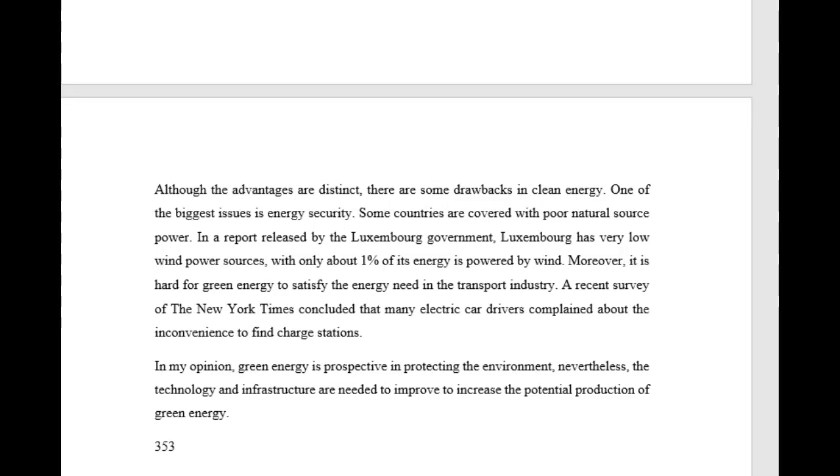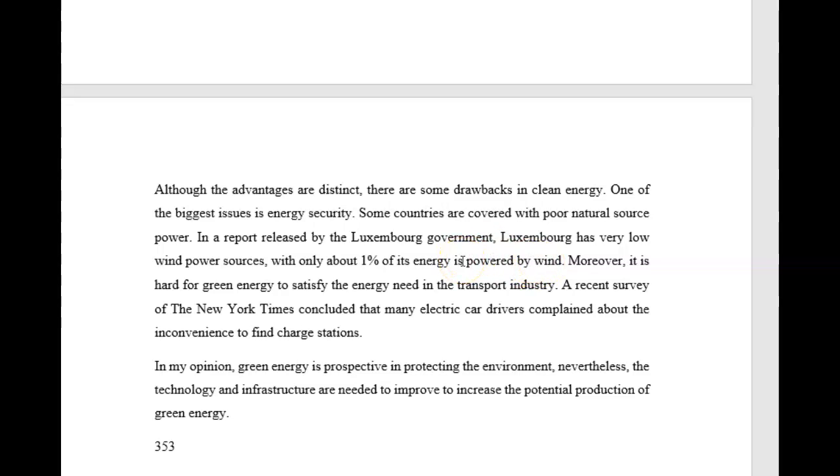Although the advantages are distinct, there are some drawbacks to clean energy. One of the biggest issues is energy security. Nice and clear, good. Some countries are covered with poor natural source power. In a report released by the Luxembourg government, Luxembourg has very low wind power sources with only about 1% of its energy powered by wind. Get rid of the is.